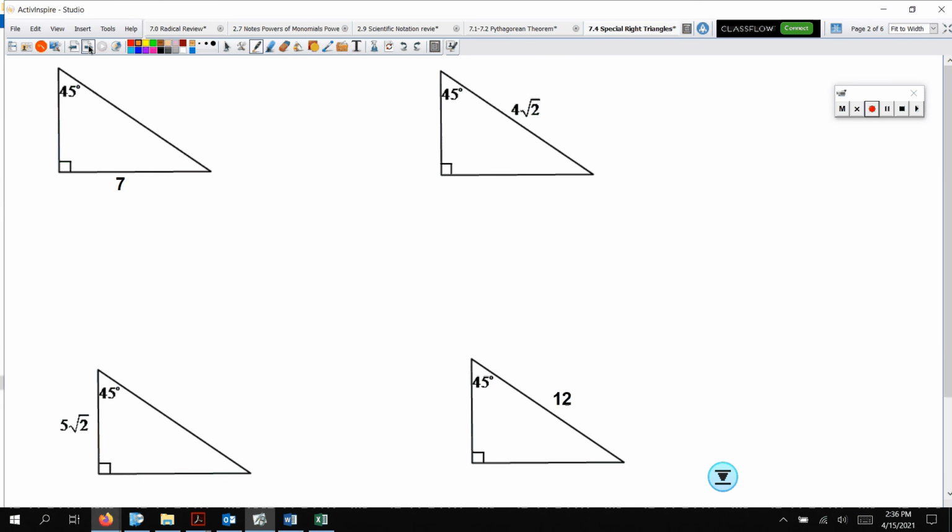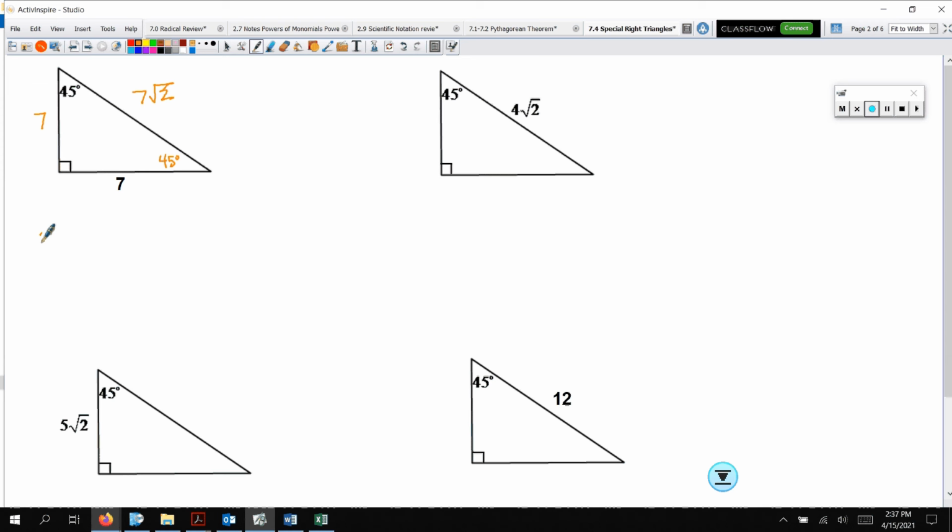Here I have a 45, 45 right triangle, right? You know that this is 45 degrees in here because the angles must be complementary. The leg is 7. That means the other leg is also 7. To find the hypotenuse, I simply multiply by root 2. So 7 root 2. That one's easy peasy lemon squeezy.